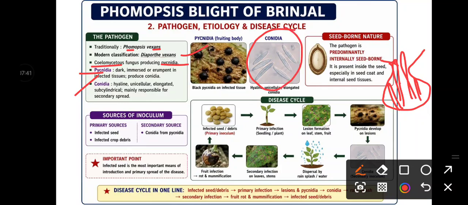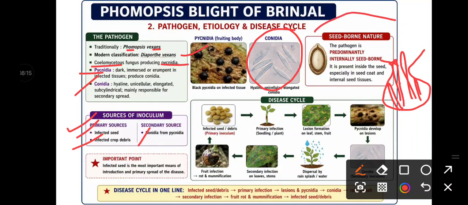Here the conidia is there. You can see it is unicellular, elongated, subcylindrical and it is responsible for the secondary spread. Then source of inoculum. This is the very important part. Definitely you will get a question from this. The primary source of inoculum for Phomopsis blight of brinjal is infected seed and crop debris, and the secondary source is the conidia from the pycnidia.